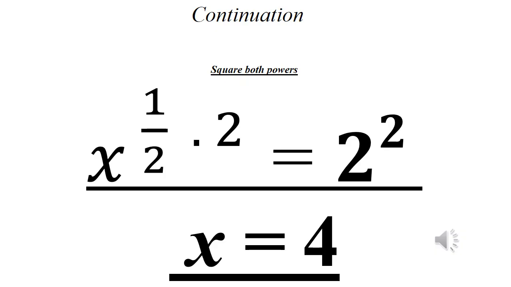So we have x raised to power 1 over 2, that is, if we square both powers, we have x raised to power 1 over 2 multiplied by 2 equals 2 raised to power 2. 2 will cancel 2 at the left side. We have x equals 4.